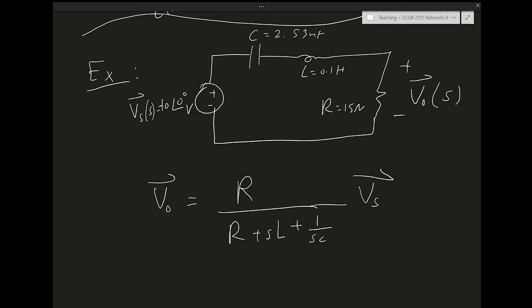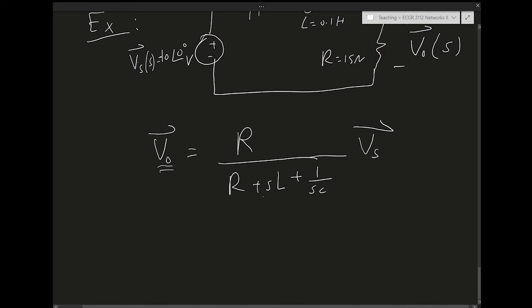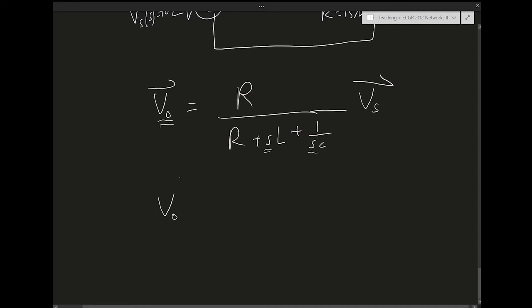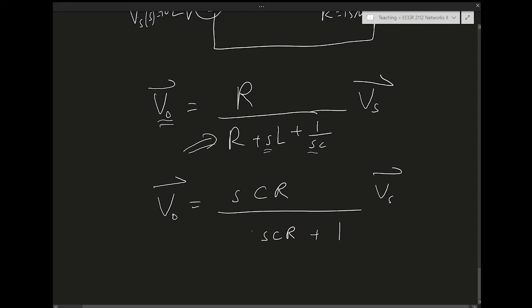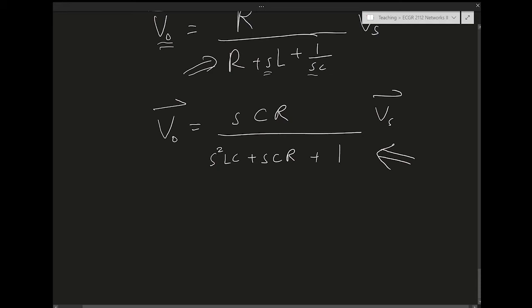That's how VO varies with frequency, because VO is clearly a function of S. So we can rearrange this. Remember, we said that everything ultimately will look like a rational function of polynomials. How can we turn this into a rational function of polynomials? Just multiply numerator and denominator by SC. So I end up with SCR. This is a polynomial in the numerator. And then SC times 1 over SC is 1. SC plus R times R is SCR. SC times SL is S squared LC. This is clearly a polynomial divided by a polynomial. It's always preferable to write those rational functions in this form.